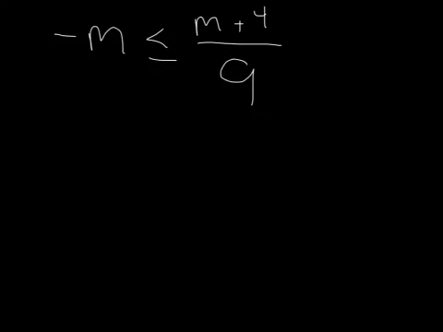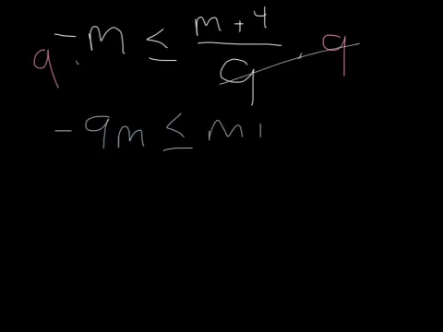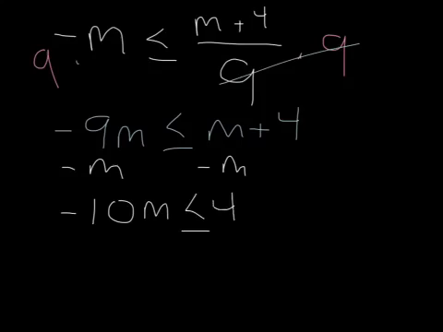So first, I see this 9 in the denominator that I want to get out, so I'm going to multiply both sides by 9. That's going to give me -9m, and I multiplied by a positive, so even though this m is negative, since I'm multiplying by a positive 9, my sign is not going to flip, so I'm still going to have less than or equal to, these 9s are going to cancel, m plus 4. Going from there, I need to get my m's to one side, so I can subtract m. That'll give me -10m is less than or equal to 4.